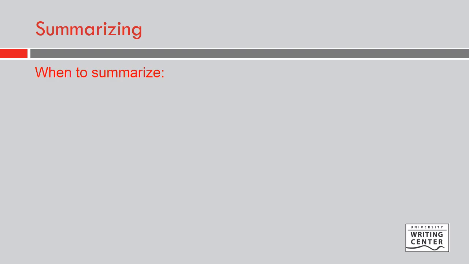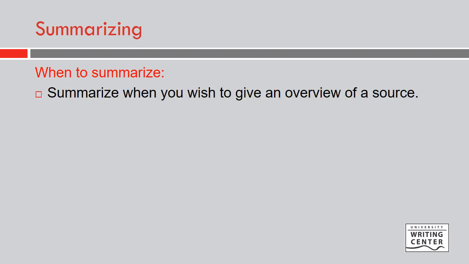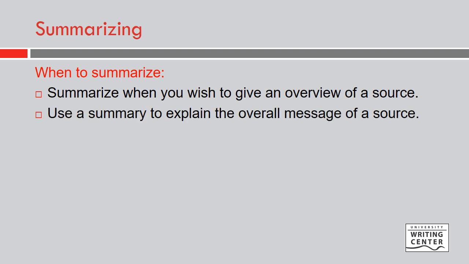When writing academically, you should summarize when you wish to give an overview of a source rather than provide specific details. A summary can explain the overall message of a source more efficiently than long quotations or paraphrasing can. Some writers also use summarization as an introduction to a quotation or paraphrase.